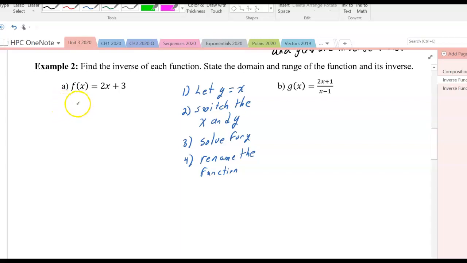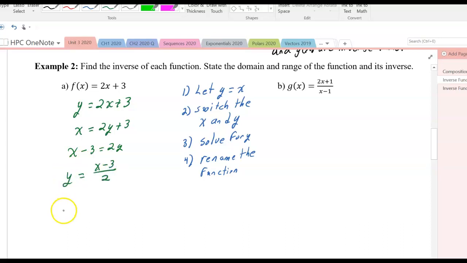All right, so here's part A. y is equal to 2x plus 3. I'm going to switch the x's and y's, and then I'm going to solve for y. So I'm going to subtract 3, and then I'm going to divide by 2. And then the last step, what I meant by rename it, is I'm going to call this f inverse. So f inverse of x is equal to x minus 3 over 2.